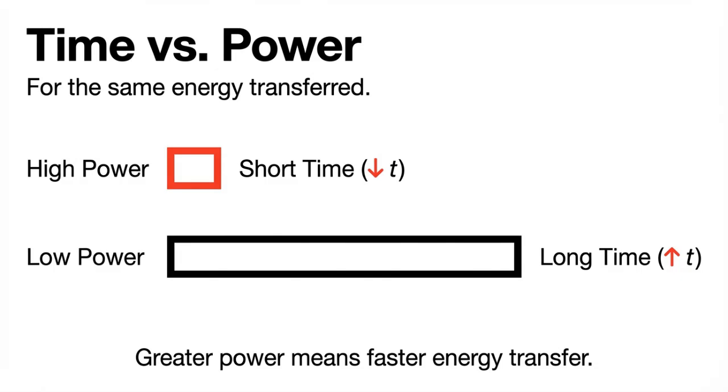When we transfer the same amount of energy, the time it takes relates directly to the power involved. If the power is high, the energy moves quickly, so it takes a short amount of time. On the other hand, if the power is low, the same energy transfer happens over a longer period. This means higher power means energy is transferred faster, while lower power means it takes more time for the transfer to occur. The boxes represent this visually, showing a shorter duration for high power and a longer duration for low power.